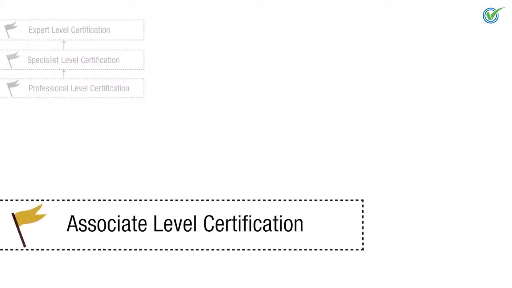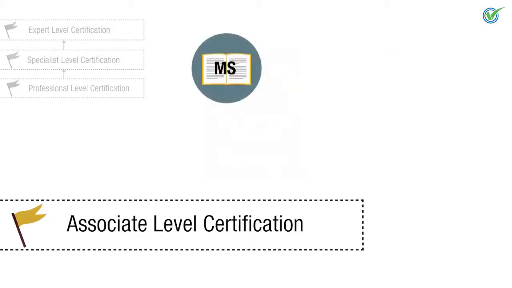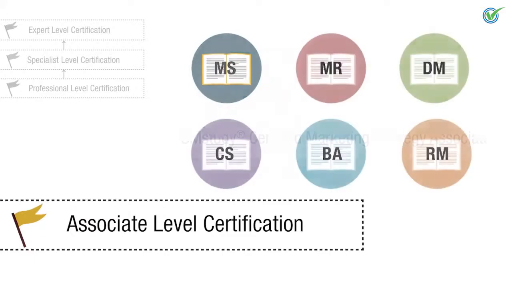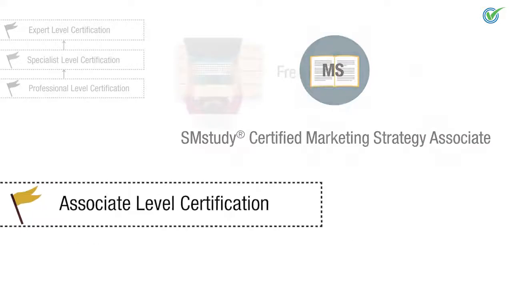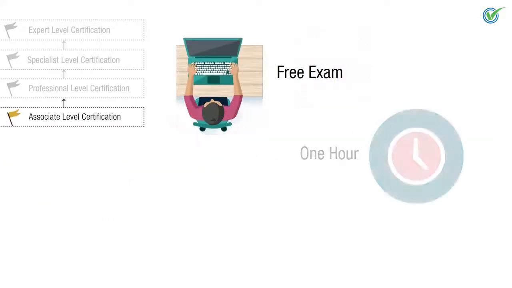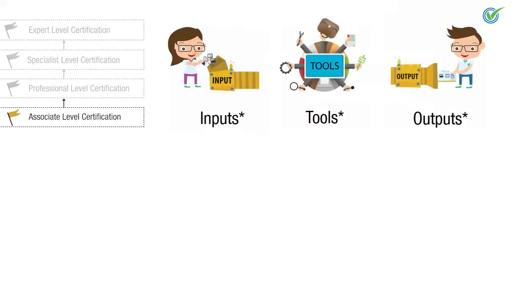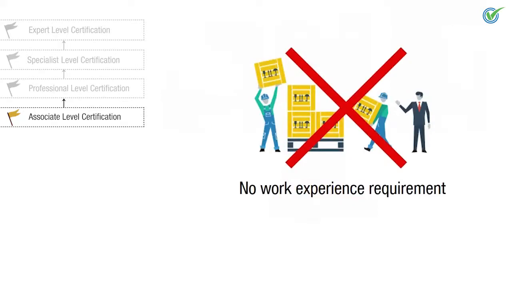Let's take a look. Associate level certifications. These introductory modules are available at no charge to interested individuals. All aspects of sales and marketing have an applicable associate level certification. For example, SMstudy Certified Marketing Strategy Associate. The certification exams are free and not proctored, and candidates have 1 hour to complete each exam. The prerequisite is an understanding of the highly recommended inputs, tools, and outputs for each process relevant to the particular marketing aspect. There is no work experience requirement, and there are no mandatory education hours in addition to the recommended study.